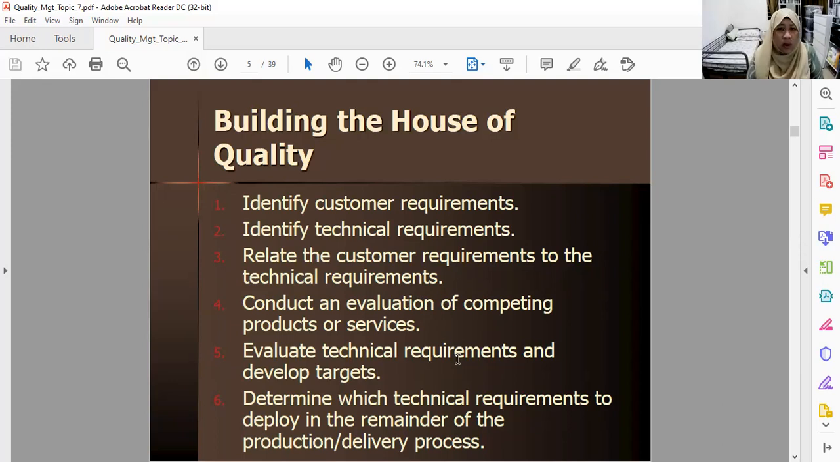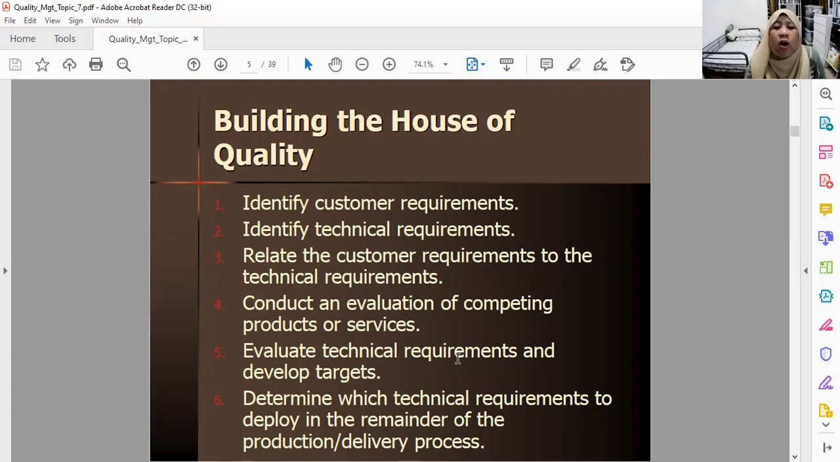This is very important because we want to know what the significant relationship is between those two: when the customer requires the product, how we, as the internal supplier, the company, the manufacturer of the product, determine how to relate to the technical requirement. What machinery we need, what tools we need, and of course the apps and maybe some software we need in order to invent this product, right?